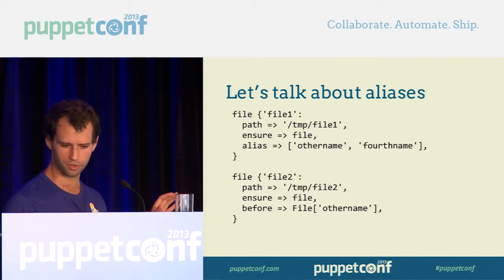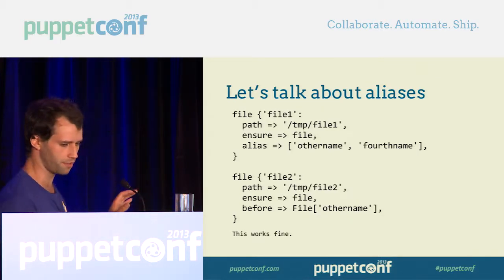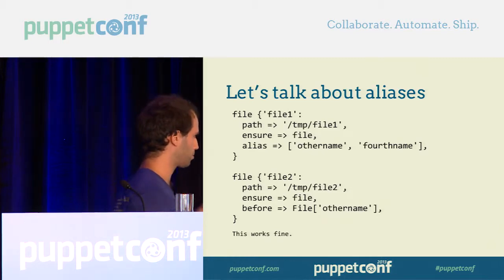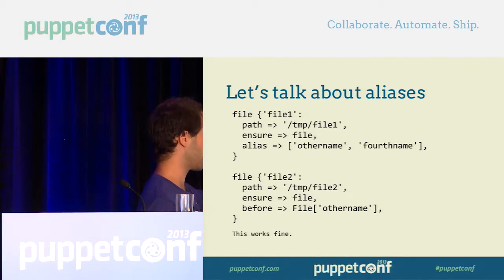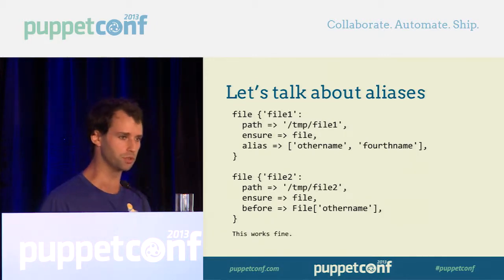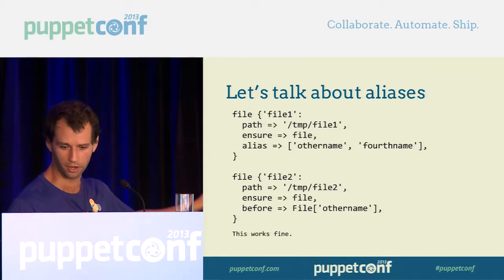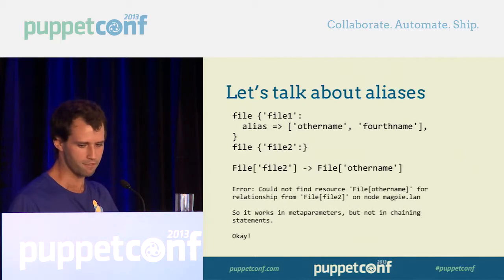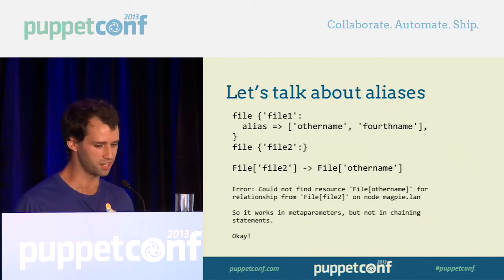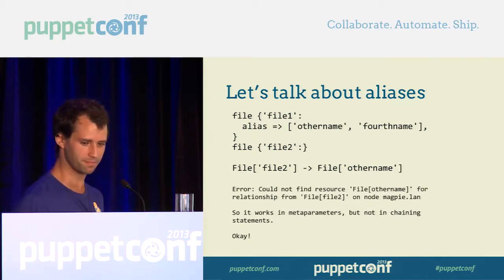But here, we'll see that if you make a relationship to an alias of another resource, it actually works fine. And you can sort of see that when you try to make a relationship to the namevar instead of the title. That'll still often work as long as you're using the before and require metaparameters. If you try to use the chaining arrows instead, you actually can't. You have to use the title only.